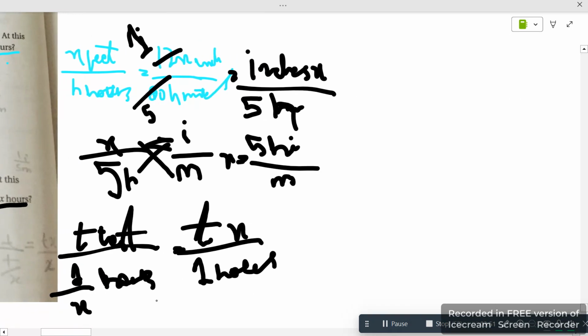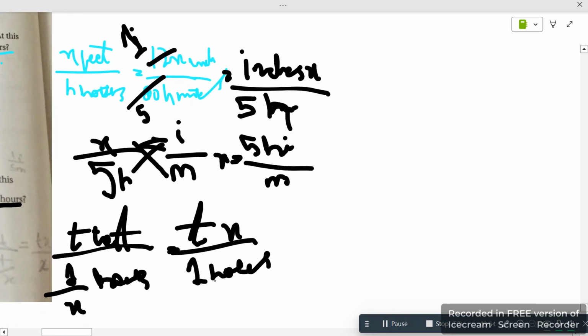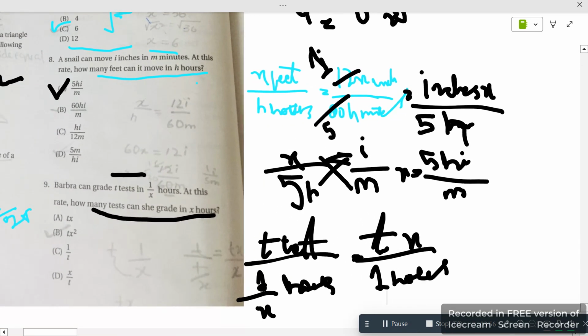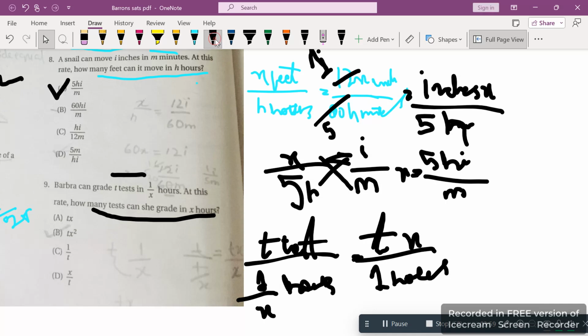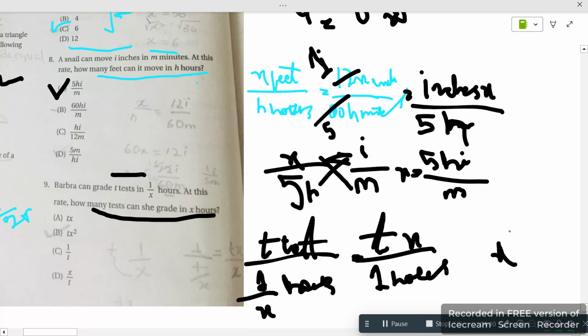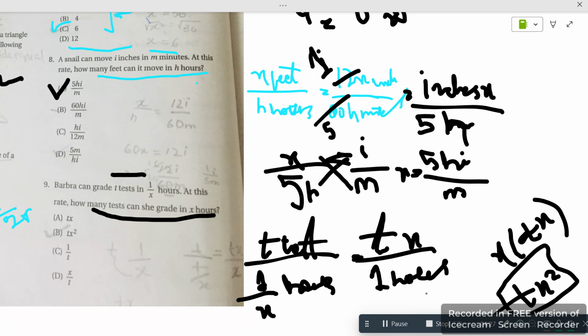This x has been moved to the upper one, so we just found this value. It's okay. Then this is the value. So now since he grades tx tests each hour, in x hours he can grade x, which would be multiplied with this tx. So when it is multiplied, you will get the answer, which is t. When you multiply, this means powers have been added, x squared. So this would be the tests he can do in that time. So B here is the right option.